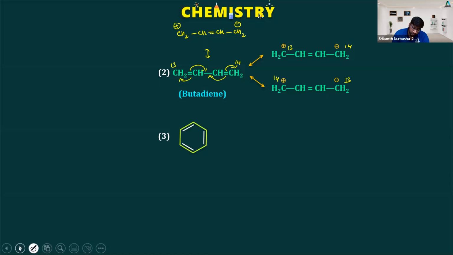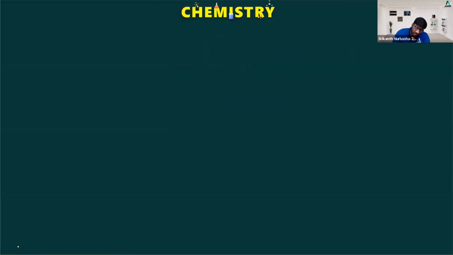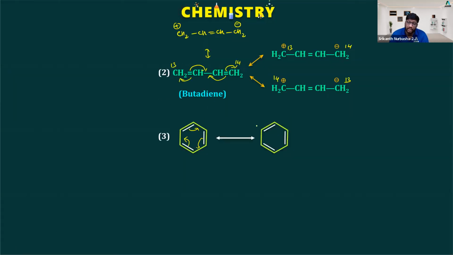And in benzene, you can try to write the resonating structures. The pi electron density can subsequently move in this fashion, generating the respective structure of benzene. These are the 2 resonating structures of benzene. These are all pi-pi conjugation systems.